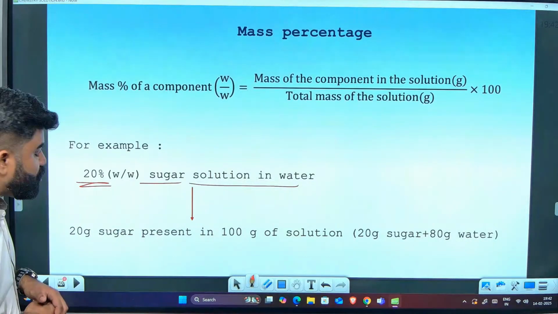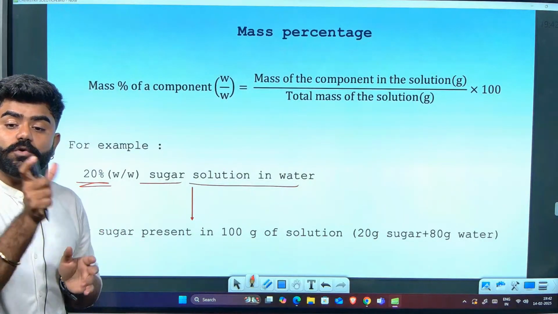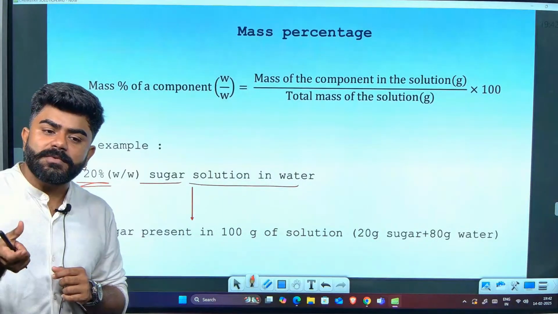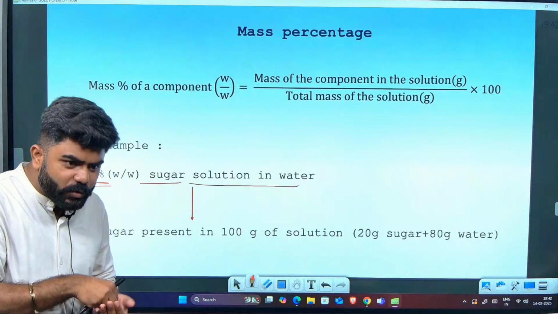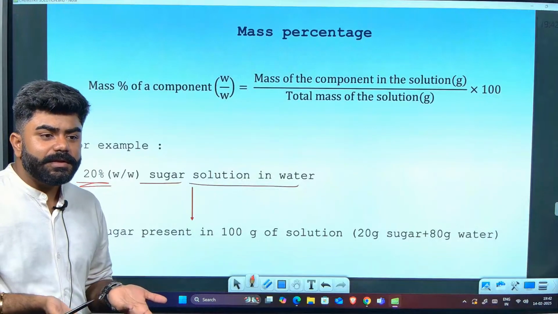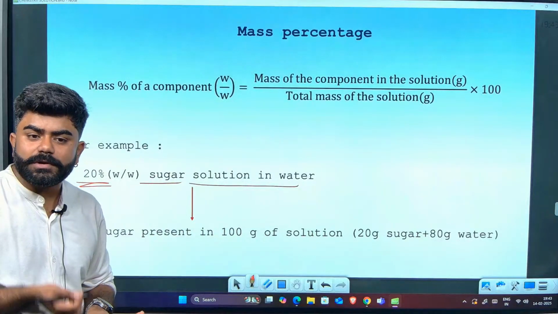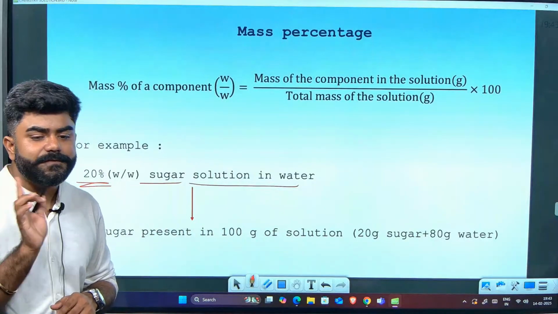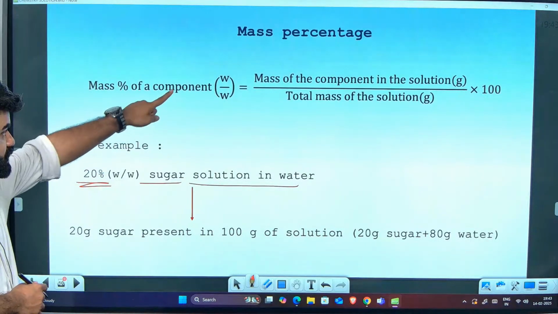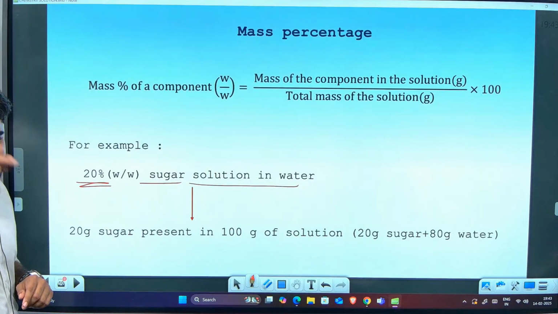80 grams, because the total solution should be 100. Total volume should be 100. So the total solution comprises your solute plus solvent. So if solute is 20 gram, how much solvent should be there? 80. So 20 gram of sugar in 80 gram of water gives you a 20% solution. Are you all clear? Yes. Make a note of this formula along with this example. Never confuse with that. That's why I stressed on this point.